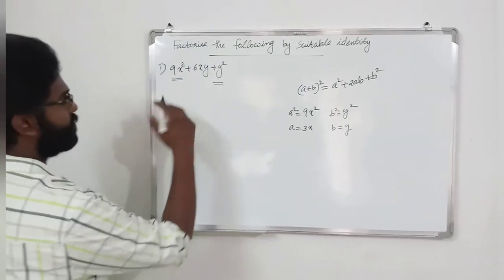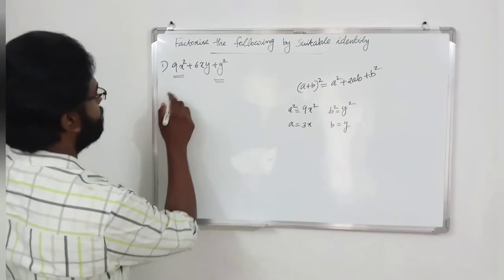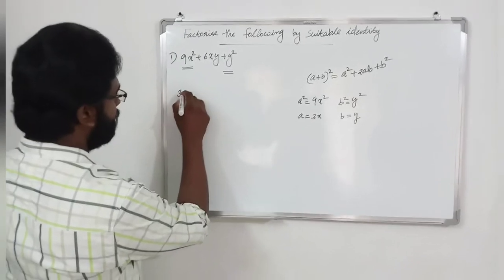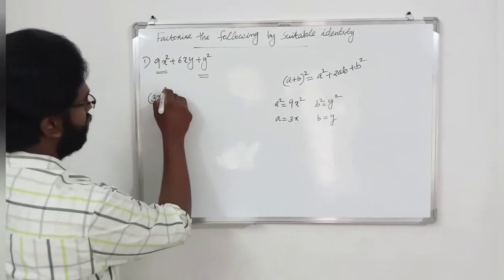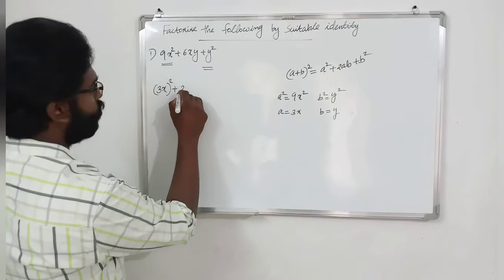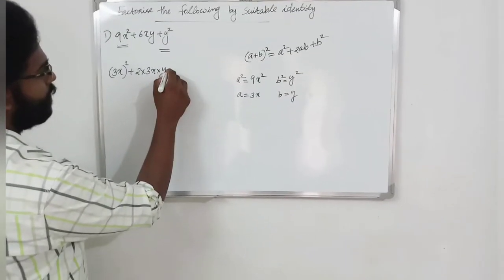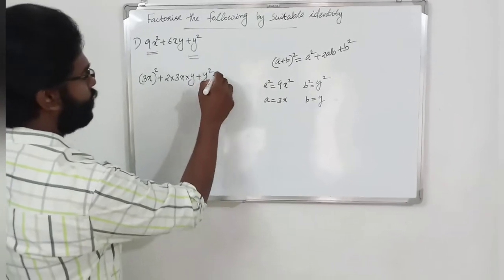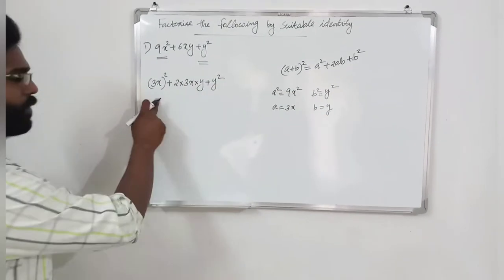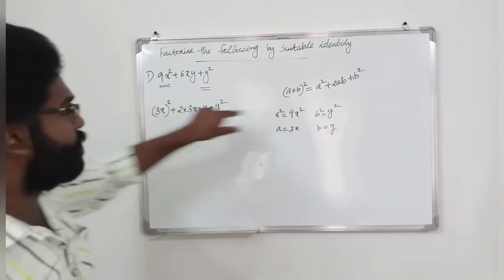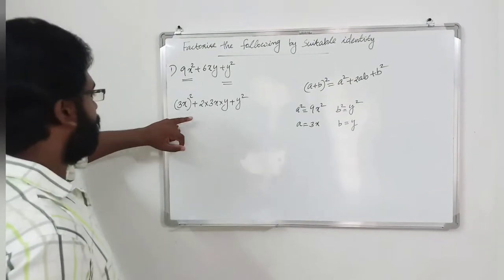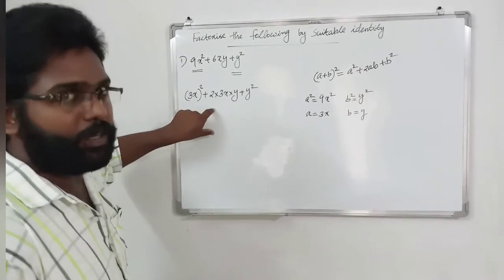So next we write the identity form. 3x the whole square plus 2ab, 2 into a, 3x, into b, plus b square. You must write this step. This is a valid step. This is the identity expansion step, to get marks for this step.